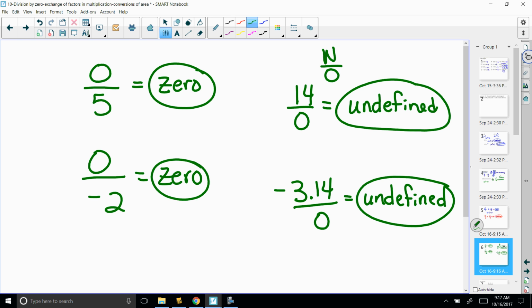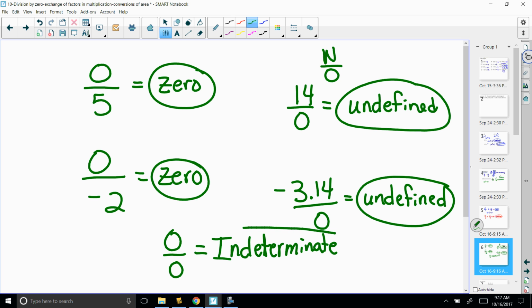What is 0 divided by 0? Indeterminate. Very good, Macy. Indeterminate. Because I can't determine what number, there's too many numbers. Because this is saying 0 times what number is 0, and it could be any number.